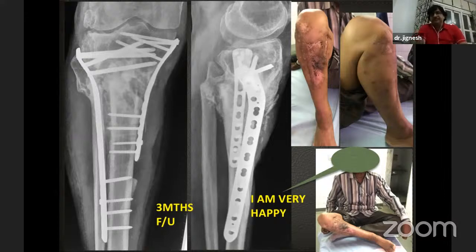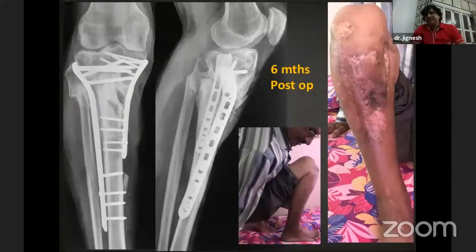Yeah. Thank you, Jignesh. A nice case and a good ultimate result. This is 6 months follow-up. It is totally healed, and you can see almost good range of movement also in the knee joint.